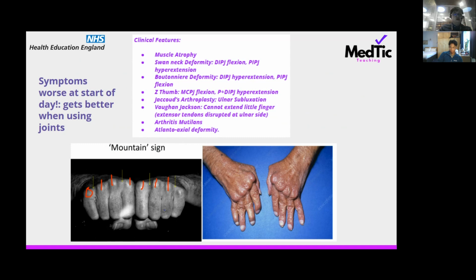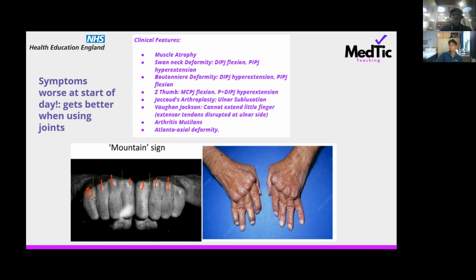And as you can see, the mountain sign over here: if you ask a patient to put their knuckles together, the spaces over here are more swollen than usual, and that's just a sign of tissue swelling for quite a long time. One thing to know in history that they always ask in exams is whether it is osteoarthritis or rheumatoid arthritis. Apart from being asymmetrical or symmetrical, which you can still get in osteoarthritis, the key thing is the symptoms: osteoarthritis gets worse throughout the day, while rheumatoid arthritis gets better throughout the day.